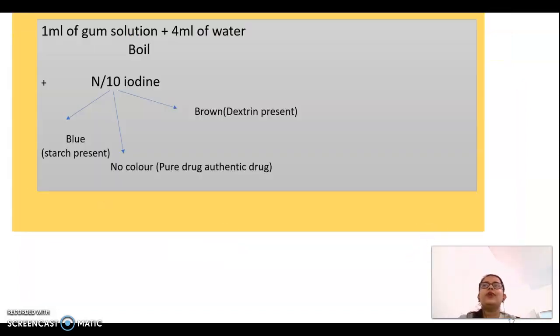Then one more test is there. Take 1 ml gum solution, add 4 ml water and boil. Then add 0.1 normal iodine to that solution. It will give you a blue color, which indicates starch is present. If it gives a brown color, that means dextrin is present. And if it gives no color, colorless, it indicates a pure, authentic drug. This is a very important point. So you can easily identify with the help of colors whether our Indian acacia is pure or not pure.